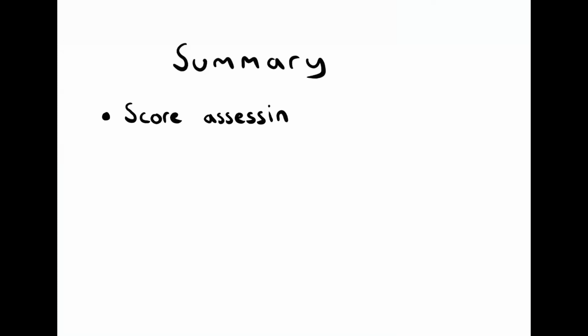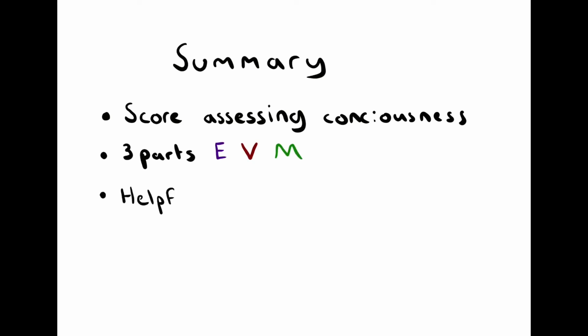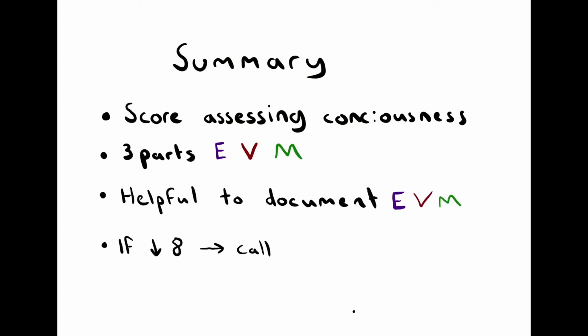So, in summary, the Glasgow Coma score is a score for assessing a patient's level of consciousness. It is made of 3 components: the eyes, the verbal and the motor component, and it's helpful to document these 3 components when documenting the GCS. And if the Glasgow Coma score falls below 8, it can be helpful to call an anaesthetist.